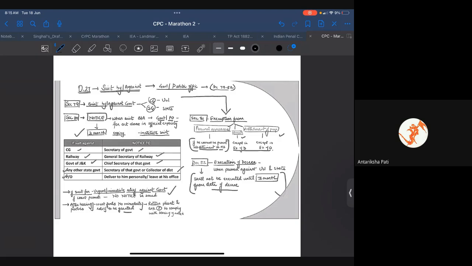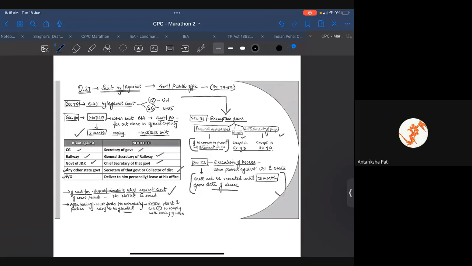Section 81 says that there are certain exemptions from personal appearance, arrest, or attachment of property. If he cannot be present without detriment to the public service, then he cannot be directed to personally appear. Except in execution of a decree he cannot be arrested, and except in execution of a decree his property also cannot be attached.